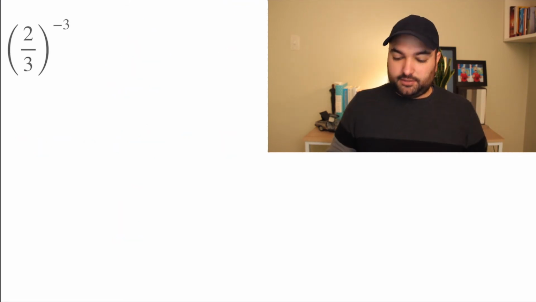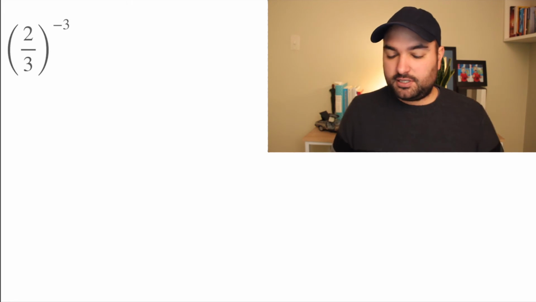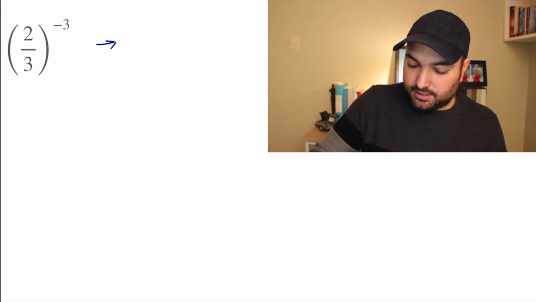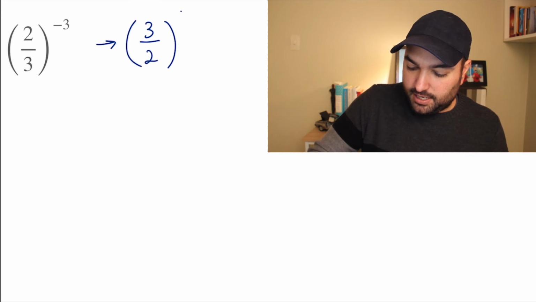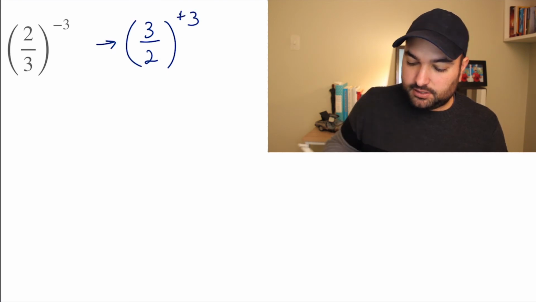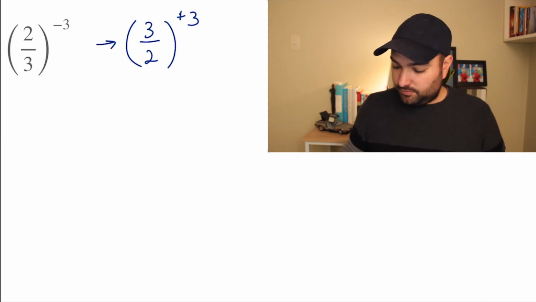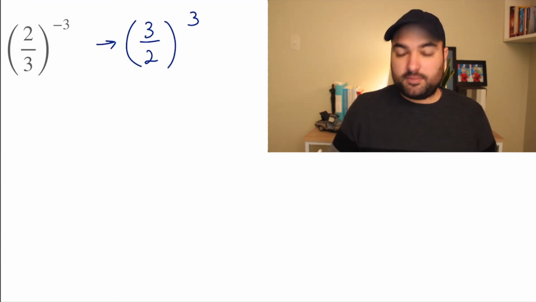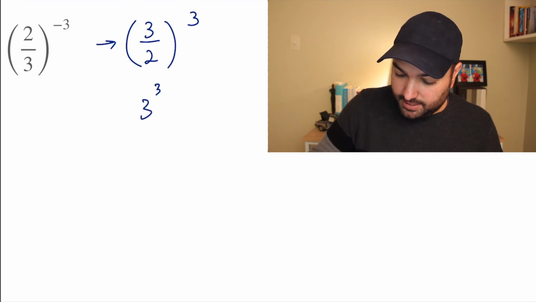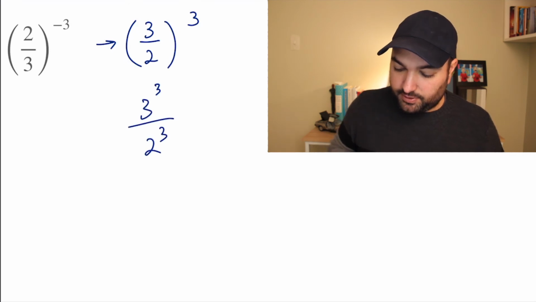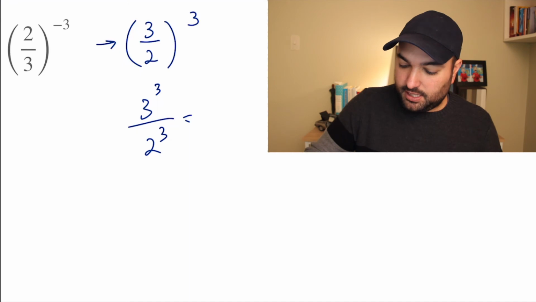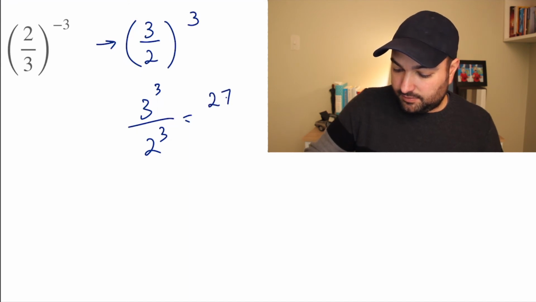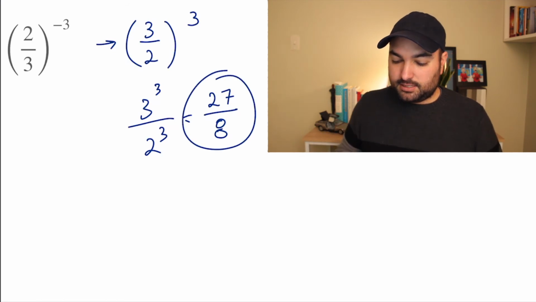So let's have a look here. So now we have 2/3 to the power of -3. We can just flip over the fraction and then turn this into a +3. So we have a positive exponent now. We're not going to write that, but that's what we have. And we'll have 3 to the power of 3 in the top and 2 to the power of 3 in the bottom. And what we'll have here is 3 times 3 times 3 is 27, and 2 times 2 times 2 is 8. And that's the answer.